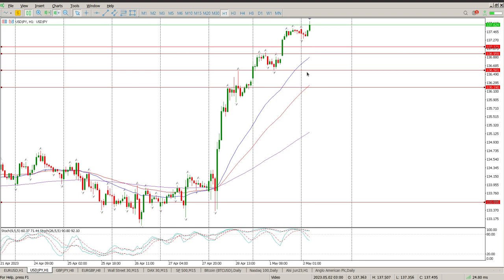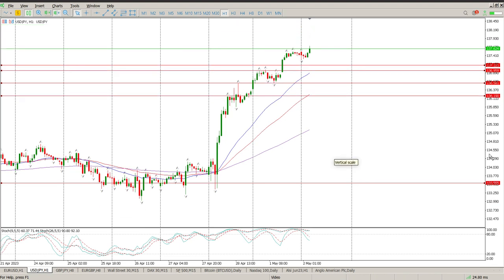So I'm looking for pullbacks onto structure for an opportunity to buy. So that is leaning towards strong dollar, which is going to be interesting because that could mean that somebody's expecting the Fed to come out with a higher than normal interest rate hike. Anyway, that's kind of my view on the dollar.